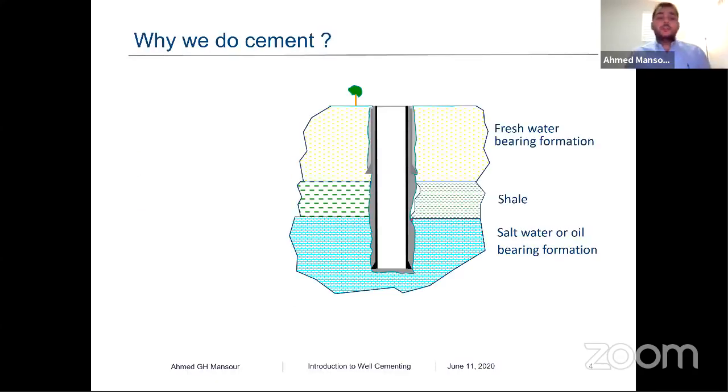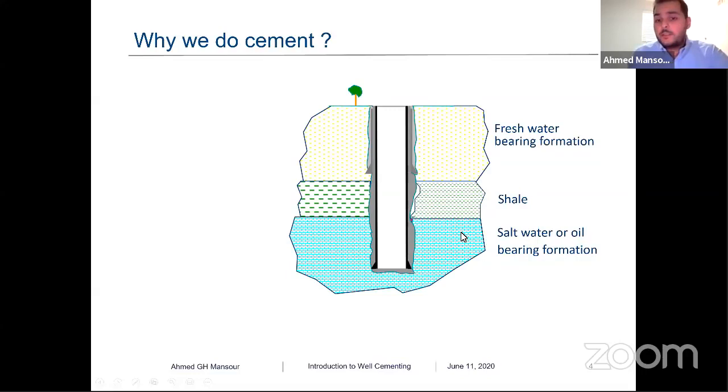So for the introduction, why do we cement? This is a good question. Why do we bother ourselves and pump cement between the casing and the formation? Why don't we just run the casing and start producing? As some of you know, or all of you know, whenever we start drilling, we encounter fresh water at shallow depth. And then we encounter shale formation, and sometimes or all the time we encounter the oil zone, and then sometimes salt water or the aquifer.